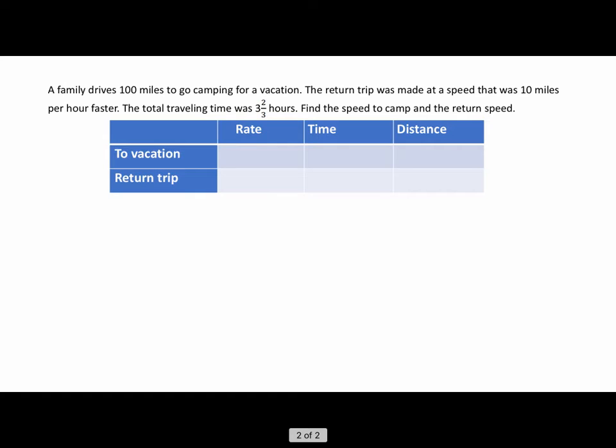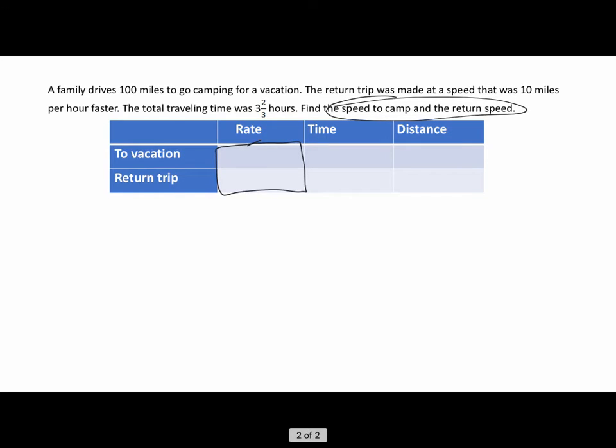A family drives 100 miles to go camping for vacation. The return trip was made at a speed that was 10 miles per hour faster. The total traveling time was 3 2/3 hours. Find the speed to camp and the return speed. So those are the things that we don't know, these two speeds.